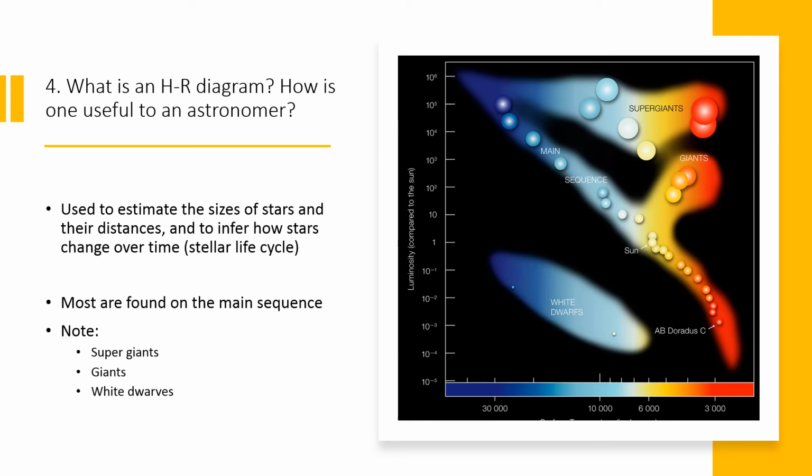Okay, the final main point in this section was on HR diagrams, and I realize I already showed you one, but just again, why are they useful? How are they useful to an astronomer? Well, they're used to estimate the sizes of stars and their distances, as well as to infer how stars change over time. In fact, the next section in our text is on the stellar life cycle, like how do stars begin and how do they develop and change over time. You'll notice that most of the stars on this HR diagram, including our sun, are located on this sort of center band, which is known as the main sequence. Outside of that, there are supergiants and giants and white dwarfs. All things, again, we'll be talking about in the near future.